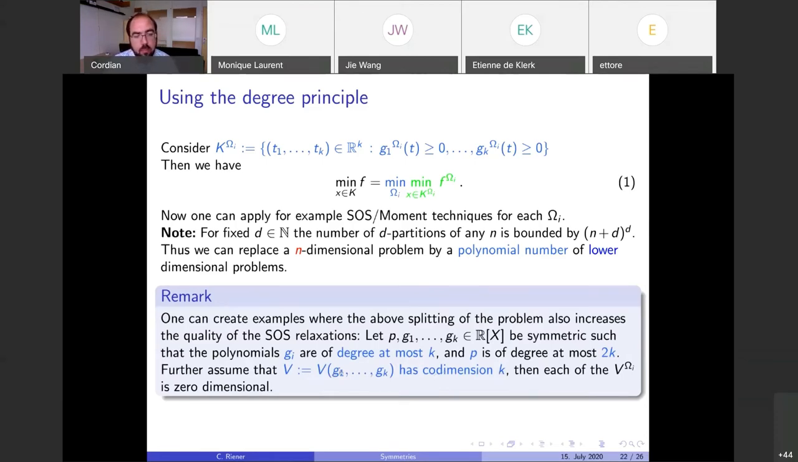And I have K polynomials, codimension K is likely that I have that. Then essentially each of those sets here, the varieties, will be zero dimensional. So when I optimize over that with the standard Lasserre relaxation, for example, I can have finite convergence of the problems.